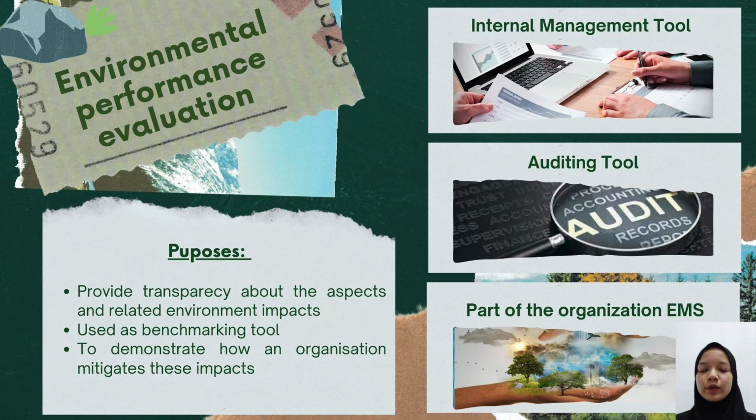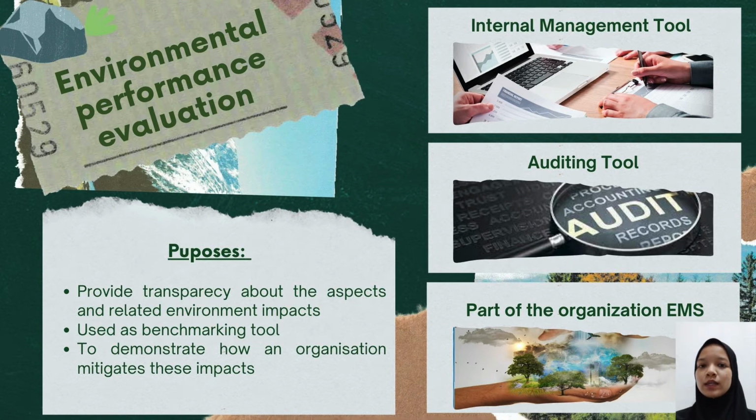So there are three main points related to this environmental performance evaluation. The first one is that it is part of an internal management tool that helps to provide managers the info about whether or not the organization's management system is performing well, and it also helps to take note whether the aims of environmental policies are being met. The second point is that it is also a useful auditing tool that helps to assess whether or not the environmental aspects, objectives, targets, and other environmental performance criteria are being met or not.